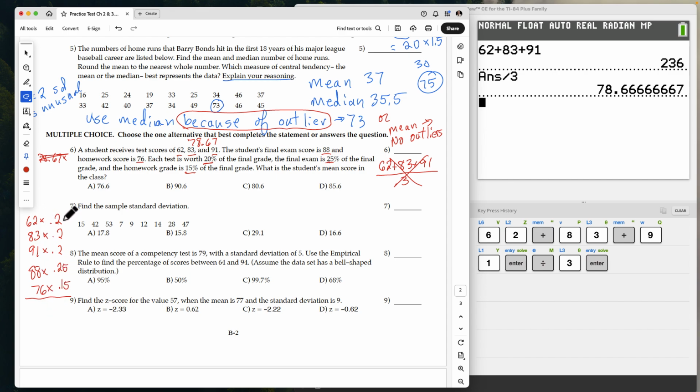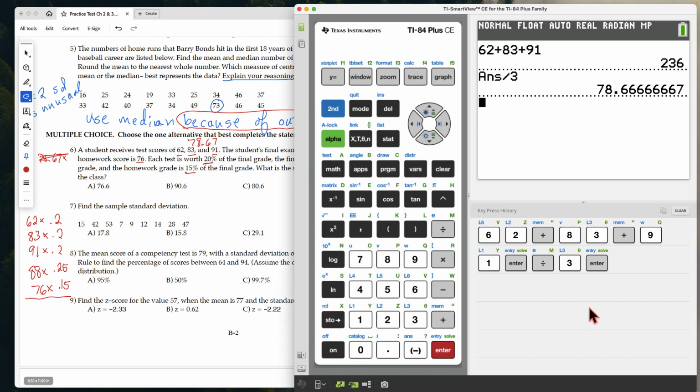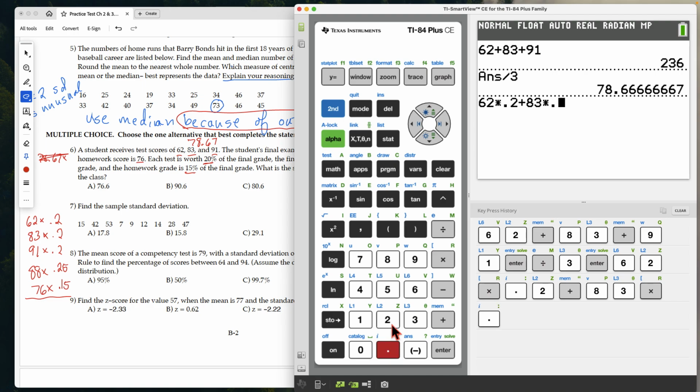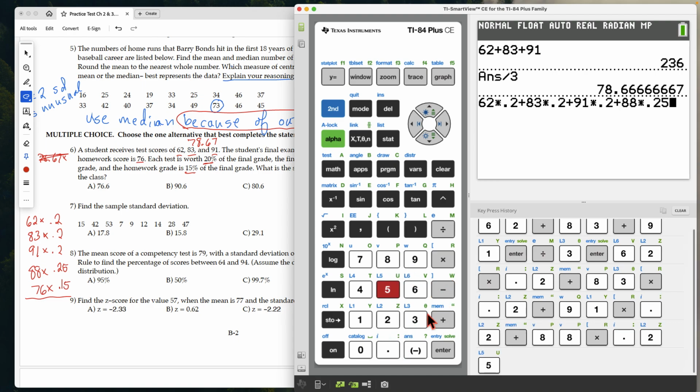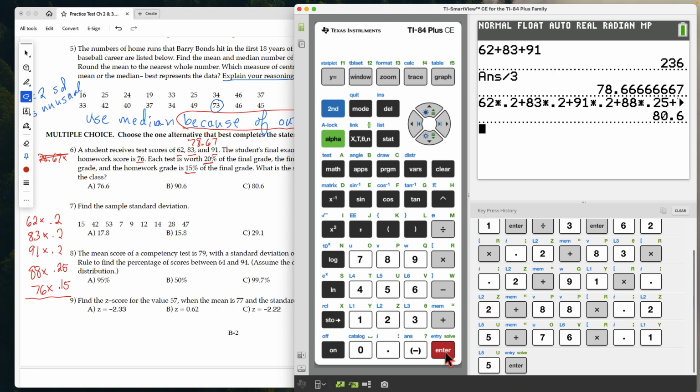We multiply these, and then we add them. So we can just do that step by step. In the calculation window, 62 times 0.2 plus 83 times 0.2 plus 91 times 0.2 plus 88 times 0.25 plus 76 times 0.15. So it's all calculating together. And we get a score of 80.6.